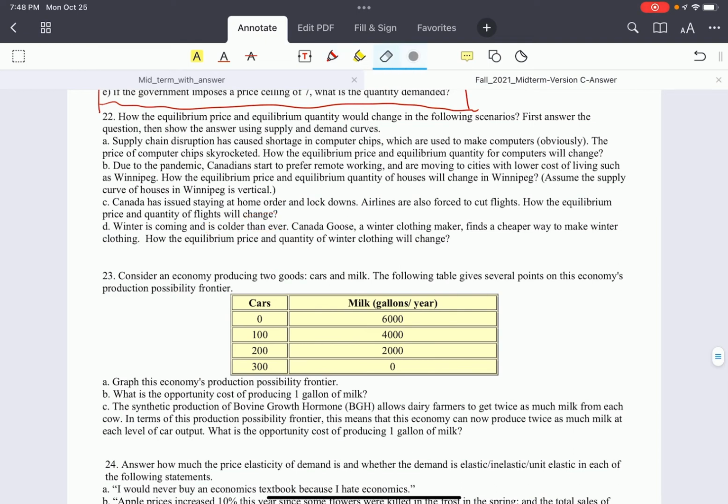And you can see that if demand increases, then price will increase. Quantity will increase. And if supply increases, price will decrease, quantity will increase. And if you combine these two effects, then you would see that quantity will increase and price will be ambiguous.